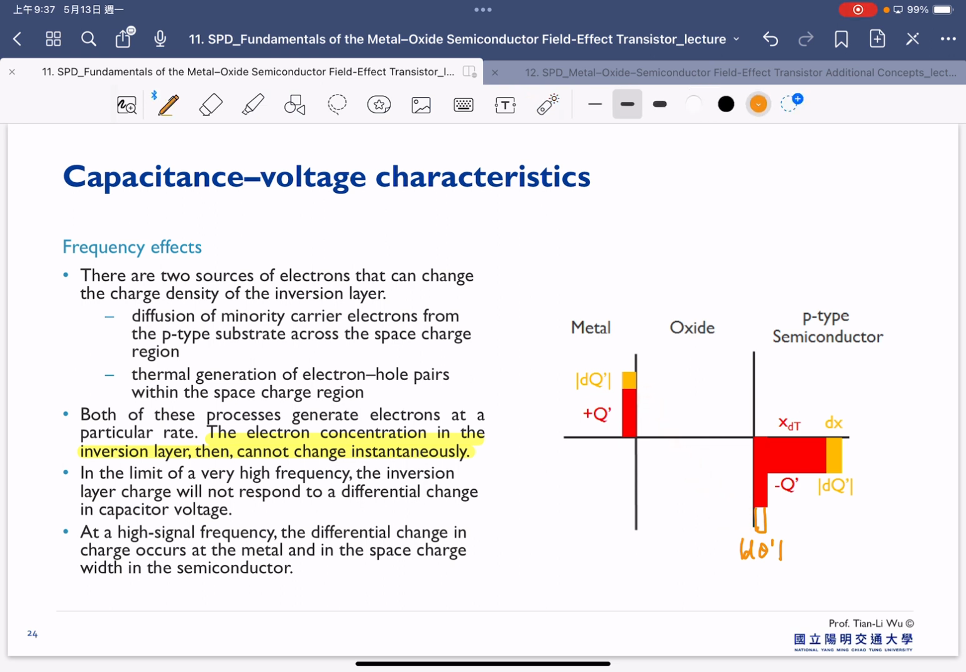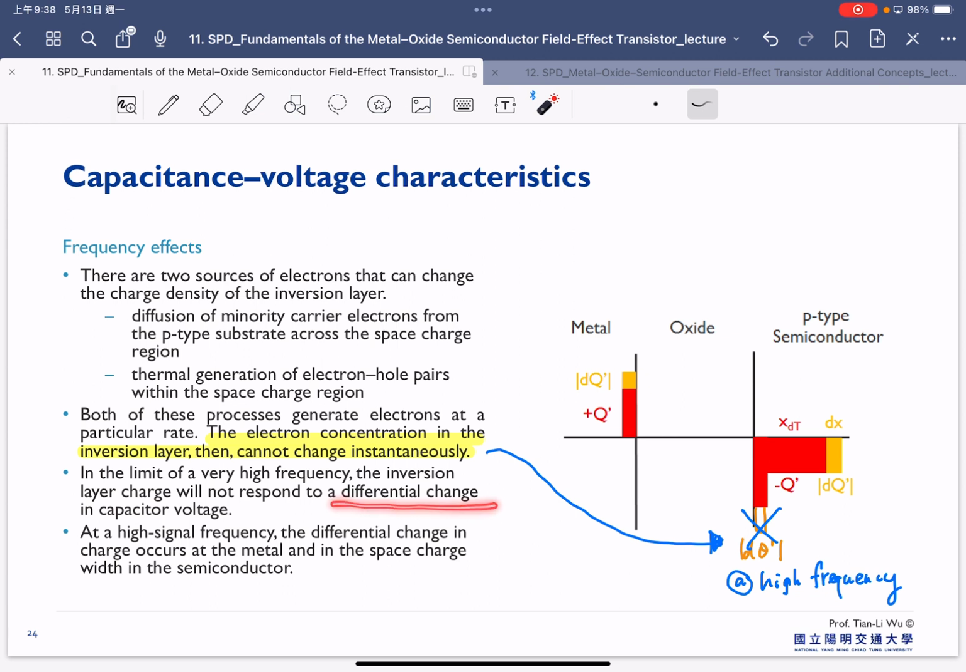However, once our frequency goes very high, the problem is that the charge cannot change instantaneously. So in the limit of very high frequency, the inversion layer charge will not respond to a differential change in the capacitance voltage. But we still have to maintain charge neutrality, and therefore this additional charge cannot be formed in the inversion layer. Instead, this additional charge will form in the depletion region.